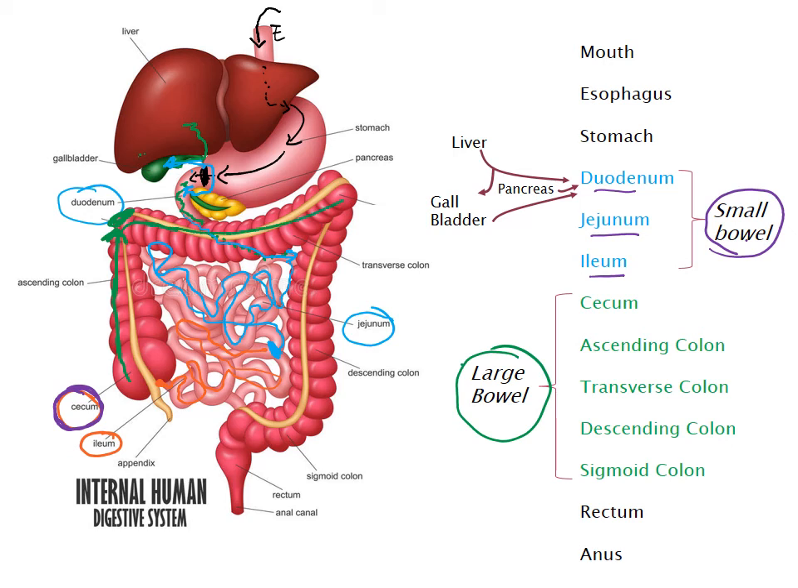It goes along the transverse colon to the splenic flexure. Why the splenic flexure? Because there's a spleen over here. Down the descending colon, around the sigmoid colon. You can see why it's called the sigmoid colon. Into the rectum, and then out the anus, of course.